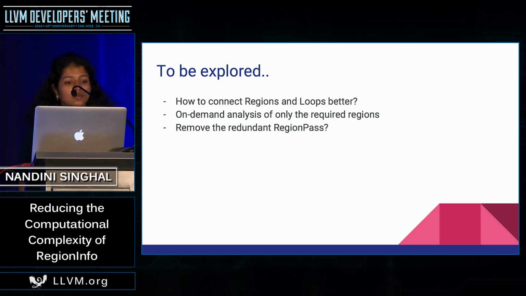And doing an on-demand analysis of only the required regions. That's the second one. And the third one is removing the redundant region pass in the new pass manager.